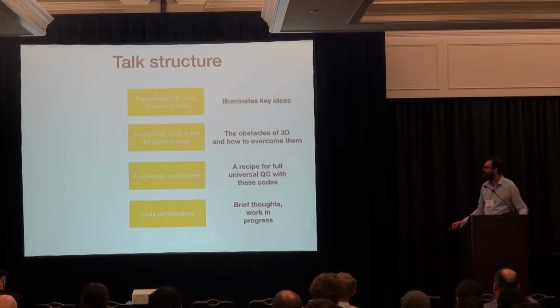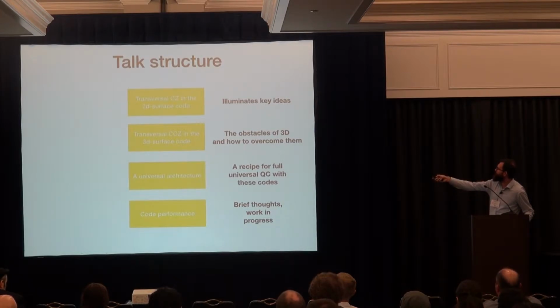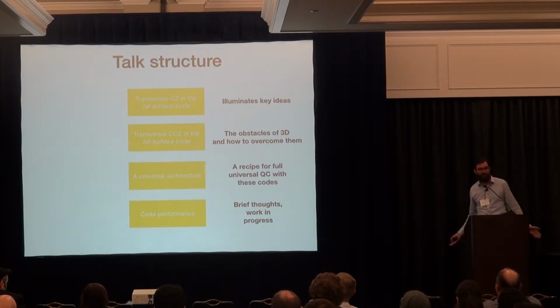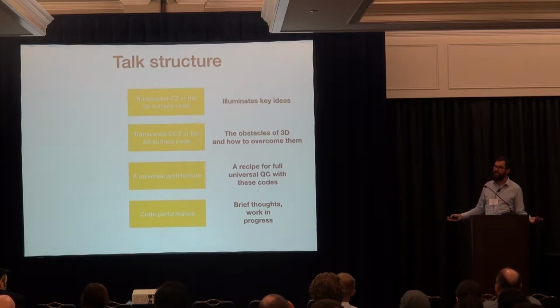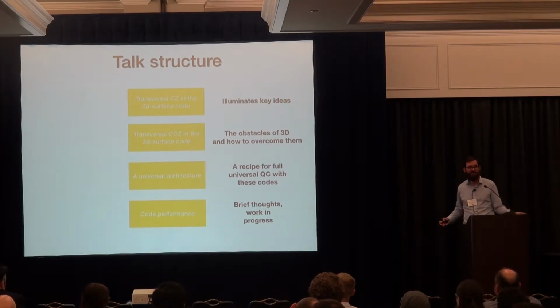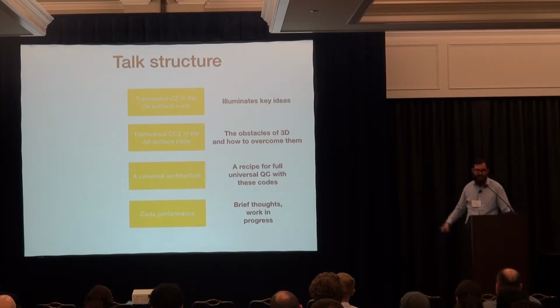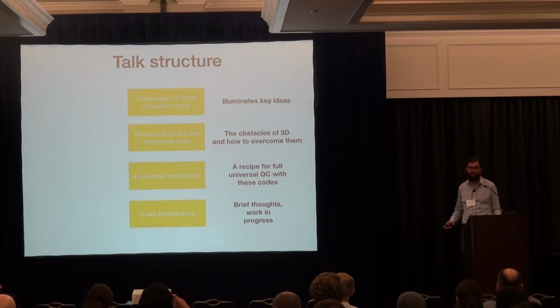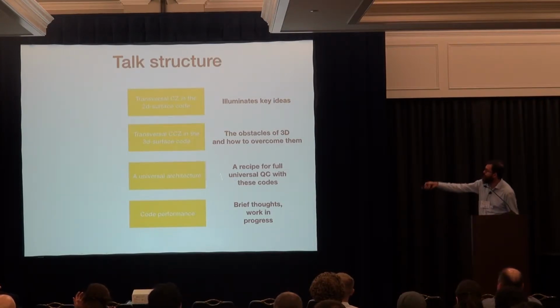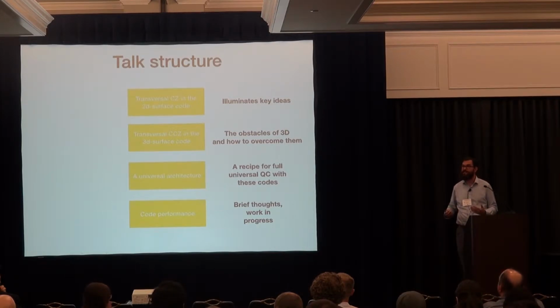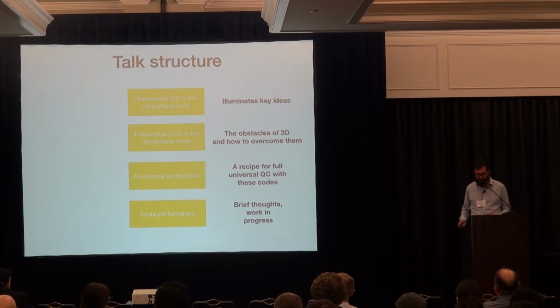Again, if it's not very clear with the contrast, I'll start off by looking at the two-dimensional version of our argument, then go to 3D, show you some of the difficulties we face when we go to 3D and then how to overcome them. And then very briefly, towards the end of the talk, I'll start to speculate about how one could maybe use these codes now in an architecture for universal fault-tolerant quantum computing. So these last two sections are certainly work in progress, but there are some immediate ideas I can share with you about how these codes could be used.